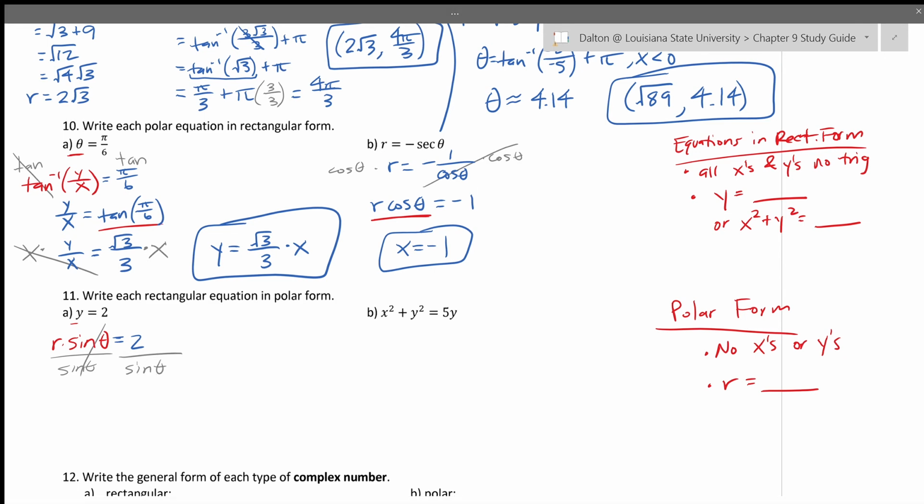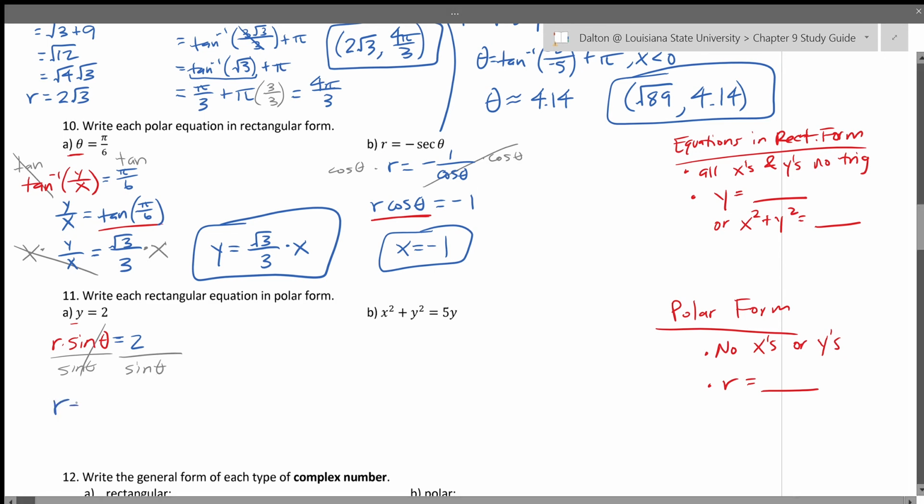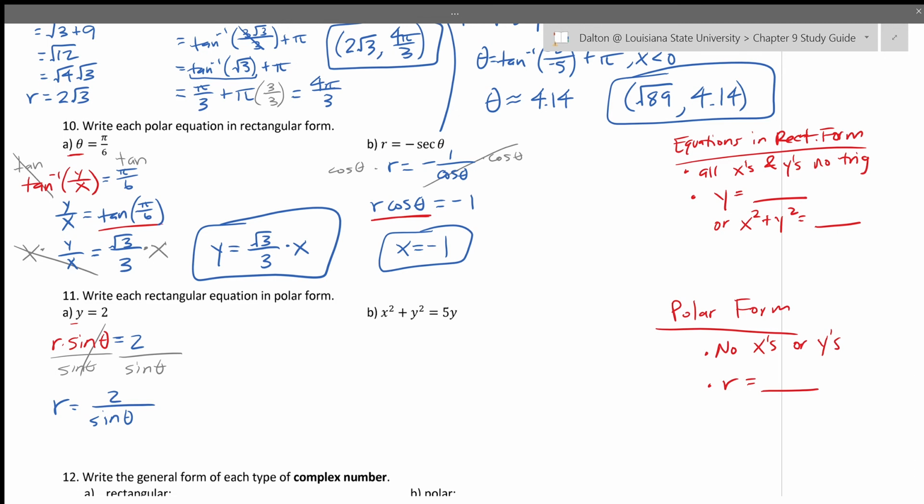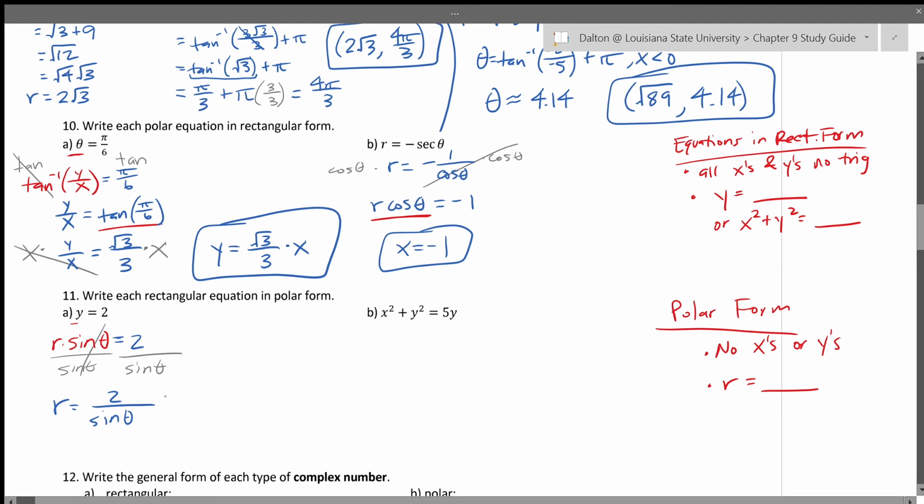And then you end up with r equals 2 over sine theta, which you probably wouldn't see written as an answer, just because we try to stay away from fractions. So this is the same thing as 2 times 1 over sine, right? And then 1 over sine is the same thing as cosecant. So I'd say the most appropriate final answer for this would be 2 cosecant of theta when possible.